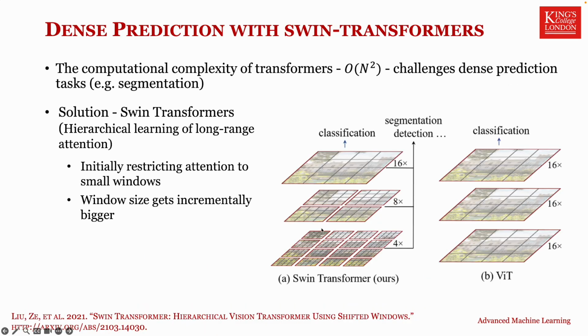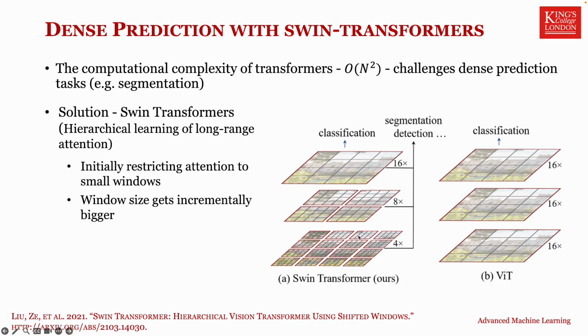This issue of computational complexity being linked to sequence length also puts a limit on the resolution of the patches that we can use, since the smaller the patches, the more tokens we will need, the more attention operations we will need to calculate, and that will require more GPU memory. Thus, people have since addressed this problem through designing hierarchical learning schemes such as the Swin transformer, which initially restricts attention to small windows of space with very high resolution patches.